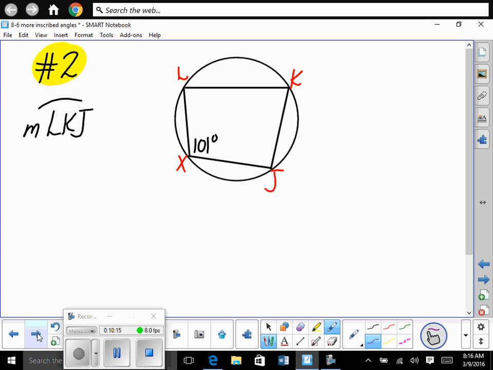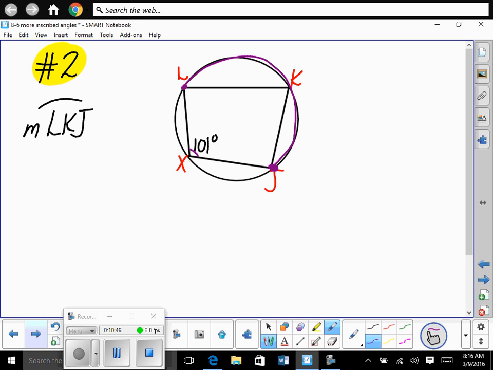Okay, so number 2 on today's worksheet, that's the only one I'm going to do for you. The rest of it will just be practice for you today. So it says find the measure of arc LKJ. So I just want to do one with you. It's pretty straightforward. So find the measure of arc LKJ. So in that order, L, then to K, then to J. So that arc, right? Isn't that the arc that this inscribed angle is opening up on? So how do we find that?